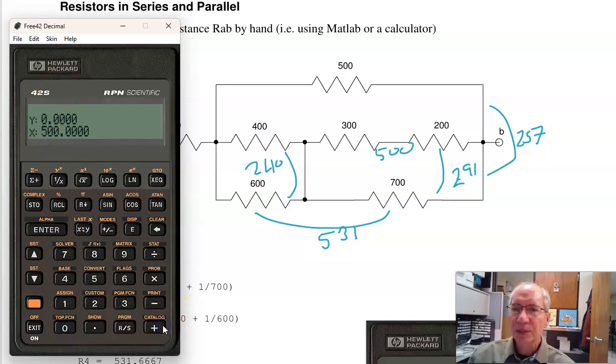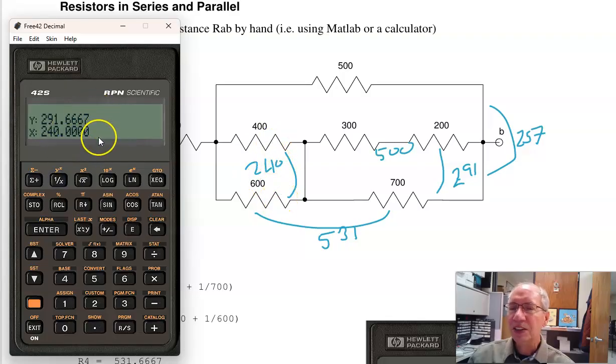These two add. Now in parallel with 700. So take the inverse, type in 700, and notice it just did a push automatically. Inverse of 700, add the inverses, there's 291 ohms. 400, enter, scroll down, 400, take the inverse, 600, take the inverse, add them, inverse. These two together give you 240.